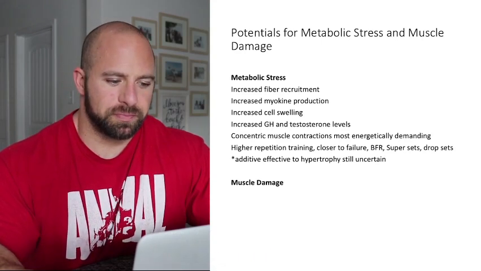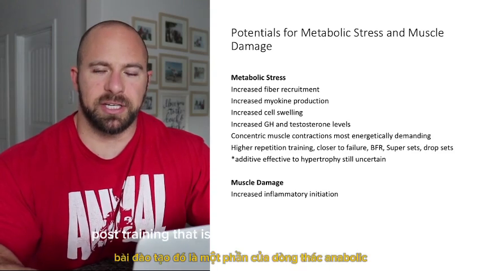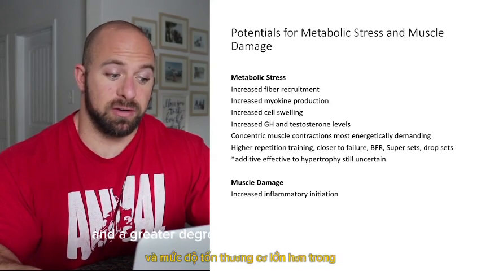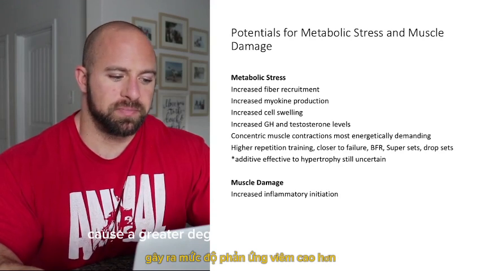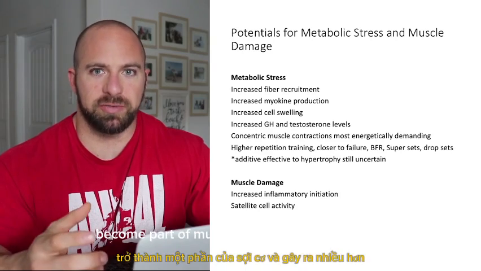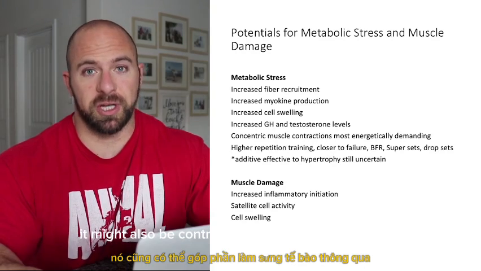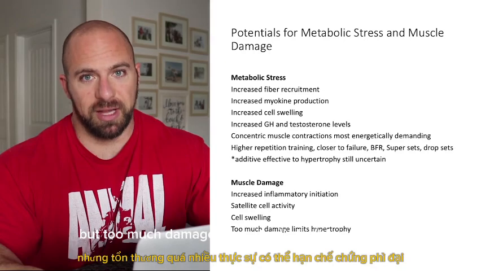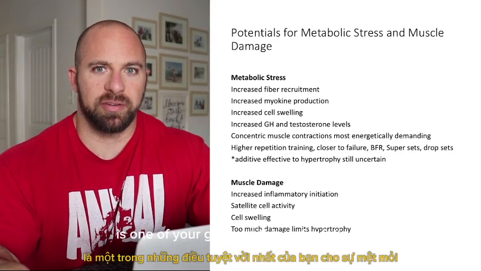Muscle damage. There is an inflammatory process that occurs post-training that is part of the anabolic cascade we need to signal for muscle protein synthesis, and a greater degree of muscle damage does cause a greater degree of inflammatory response. It can increase satellite cell activity, and satellite cells can become part of the muscle fiber and cause greater growth responses. It might also be contributing to cell swelling through this inflammatory response. But too much damage can actually limit hypertrophy, because muscle damage is one of your greatest things for fatigue.